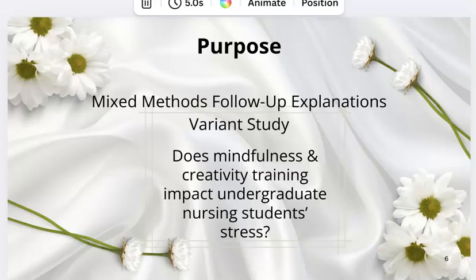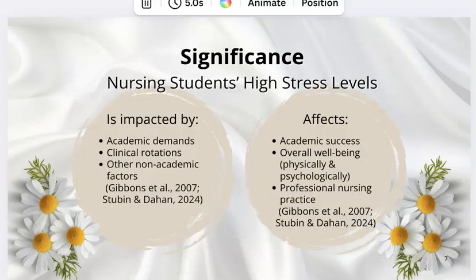And then the purpose of the study: does mindfulness and creativity training impact undergraduate nursing student stress? So that was my overall research question. Basically, that was the purpose of my study. And you can see the significance: high student stress levels affect other things. So I just explained that in my research presentation.